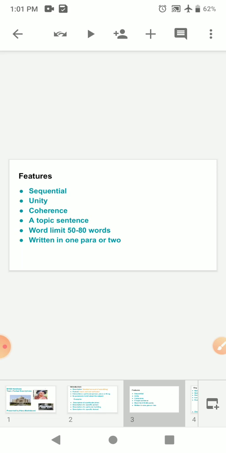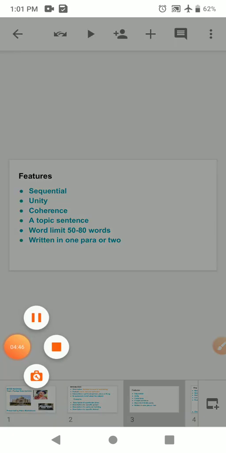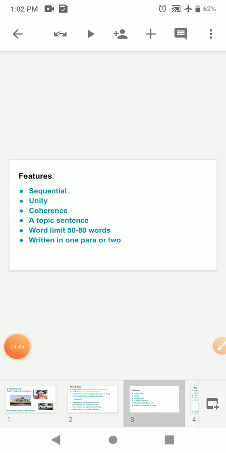Then coherence. Coherence is of course very very important in every writing. So coherence should be there, that is, it should make sense through the organization of its content. This cannot be denied, that it's one of the most important qualities for good writing. The flow of ideas from one sentence to the next should be smooth and logical.